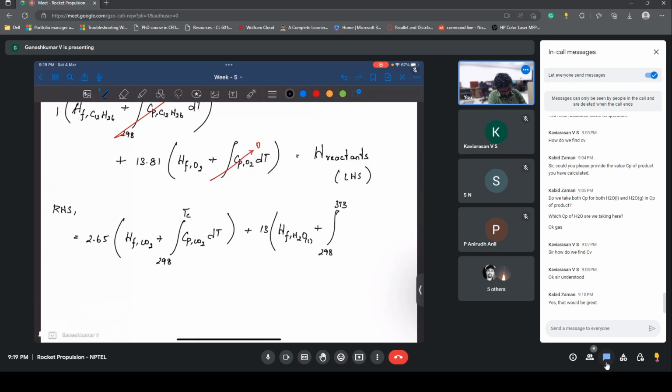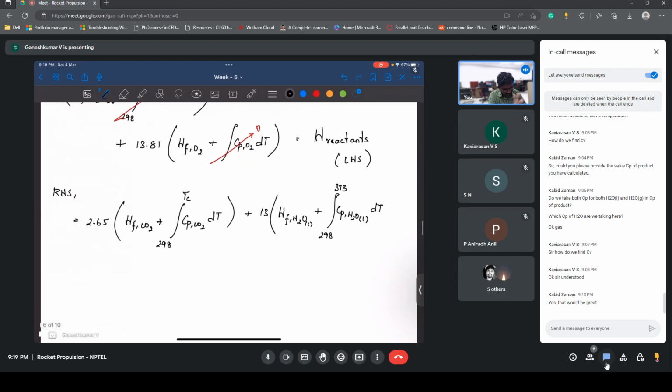to the evaporation point, Cp of H2O liquid dT. I'm just writing in terms of integral, but Cp is constant. You can take it out and just write Cp delta T. Okay, and then plus h of fg plus integral of 373 to Tc. So it is basically how much energy you need to raise the temperature. That's all, and that energy is given by the reactants on the reactant side.